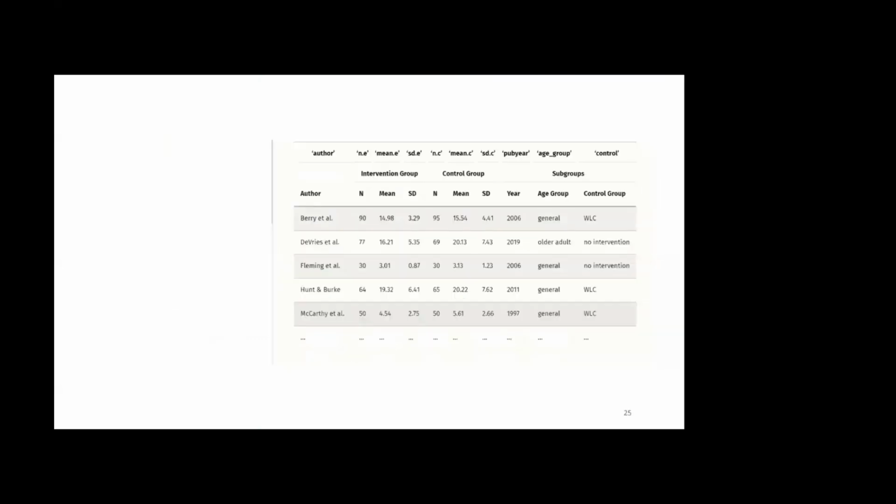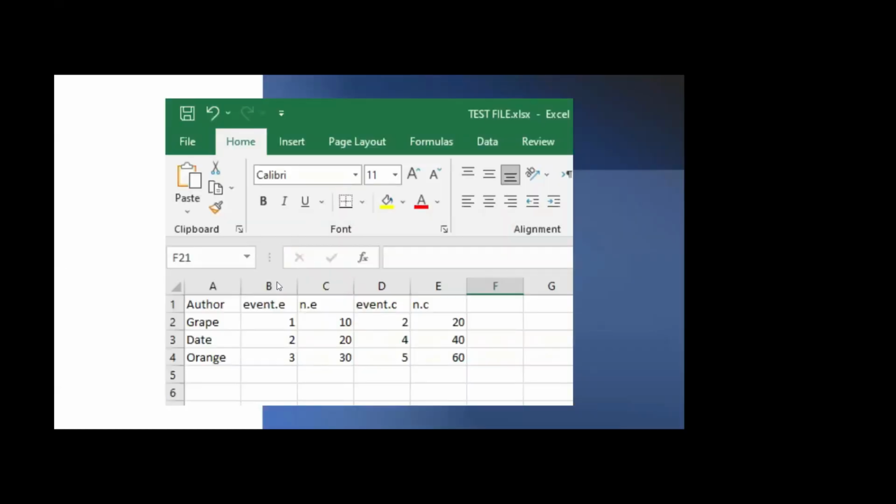Yeah, if you go to Excel, open it up. And then create this spreadsheet, this one. Just label it author, events.e, end.e, event.c, end.c. Yeah, just all of these. And then the names. These are author names, etc. So I've just made it very, very simple for you.